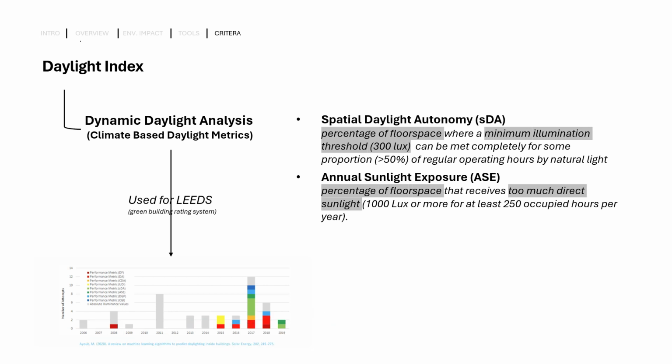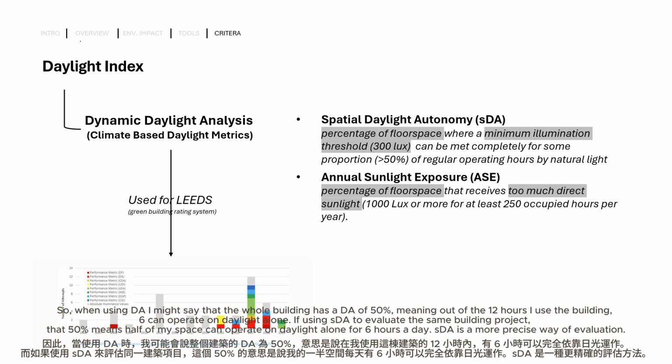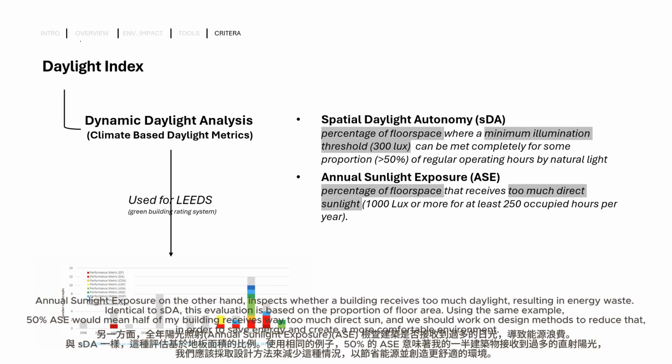So to make that a bit clearer, when using DA, I might say that the whole building has a DA of 50%, meaning out of the 12 hours I use the building, 6 can operate on daylight alone. If using SDA to evaluate that same building project, 50% SDA means half of my space can operate on daylight alone for 6 hours a day. So SDA is a kind of more precise way of evaluation in some way.